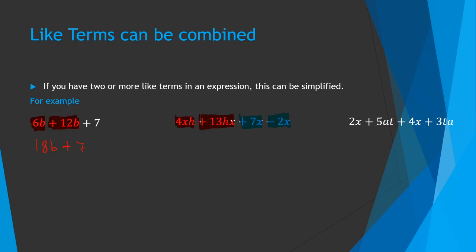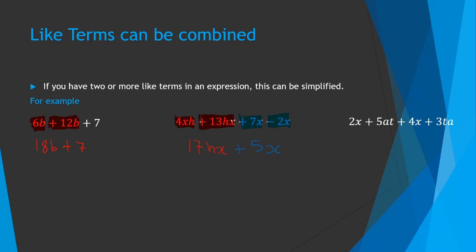So what I'm going to do is I'm going to simplify the red ones, which is 4xh plus 13hx. 4 plus 13 is 17. And when I write it, I prefer to write it in alphabetical order. So I'm going to leave it as hx. And then my blue ones, 7x take away 2x, well, that gives me a total of 5x. So plus 5x. That's my final answer.